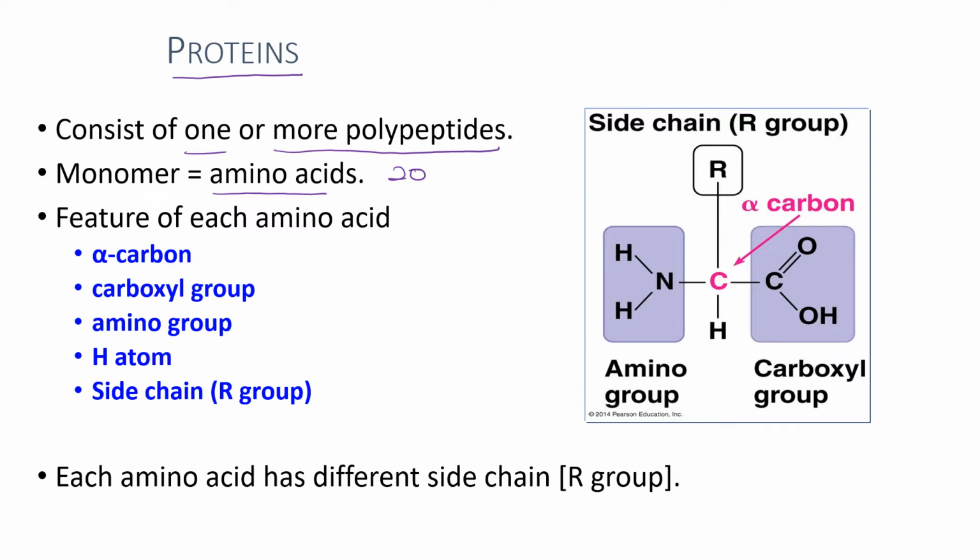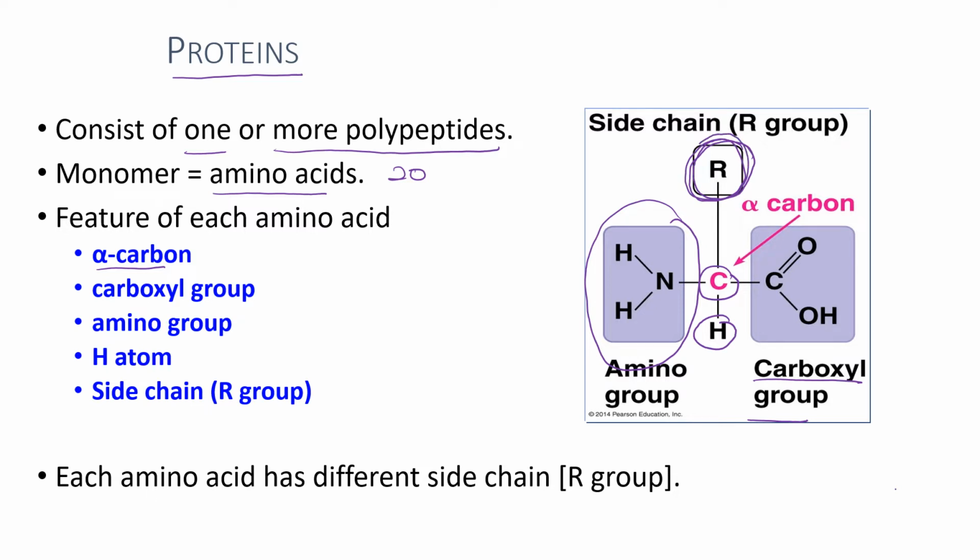The basic structure of an amino acid consists of an alpha carbon here. The alpha carbon is bonded to a carboxyl group. The alpha carbon is also bonded to an amino group, a hydrogen atom, and an R group or a side chain. So we have 20 different types of amino acid. The amino acids are different from one another based on these side chains. Each amino acid has different side chains.